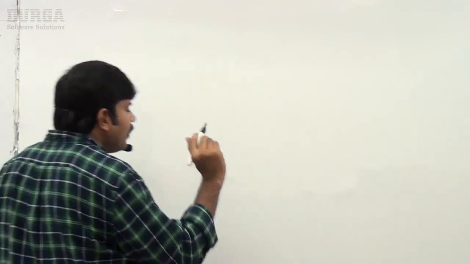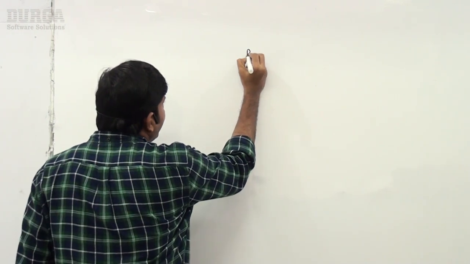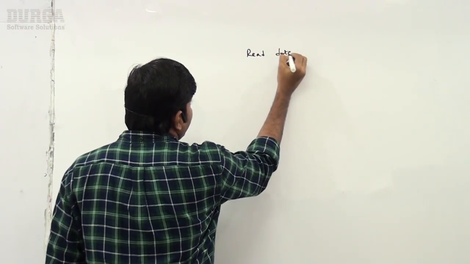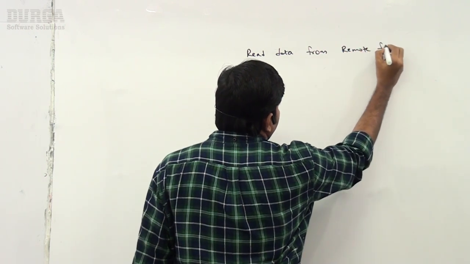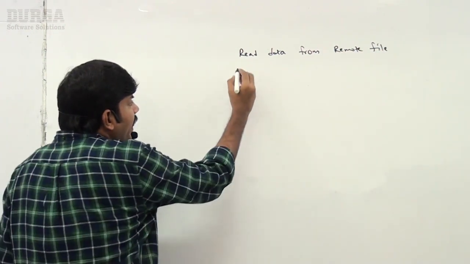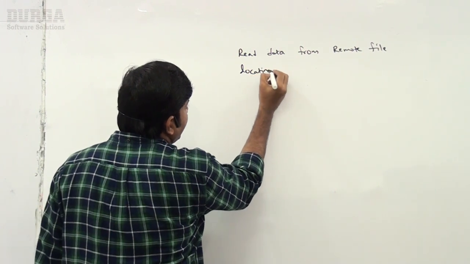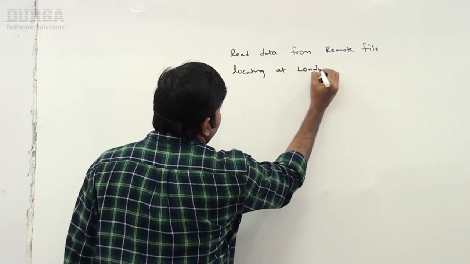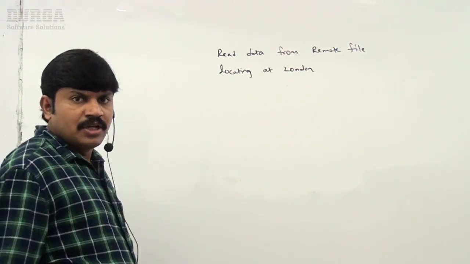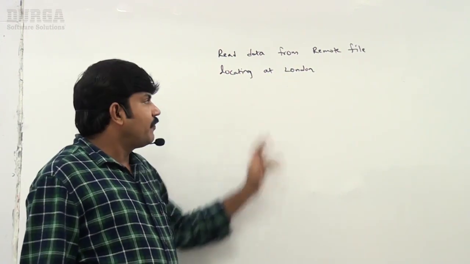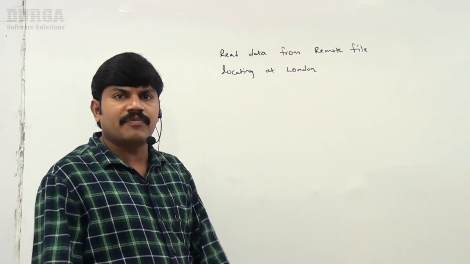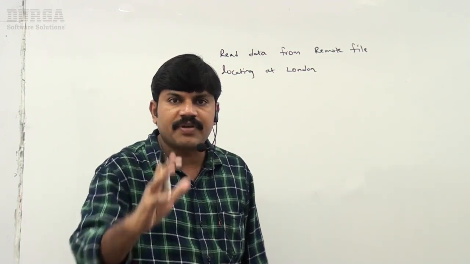So defining this alternative is nothing but exception handling. Just observe carefully. My requirement is to read the data from a remote file located in London. Okay, this is my code. If I write only up to this code, then at runtime, if the London file is not available, I will get a file not found error. The program will be stopped, which is never recommended.